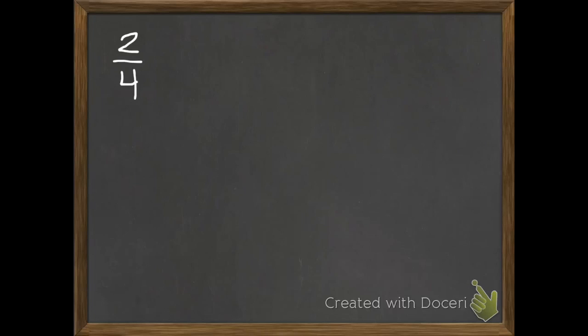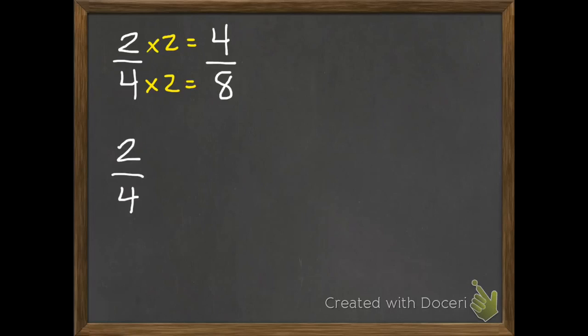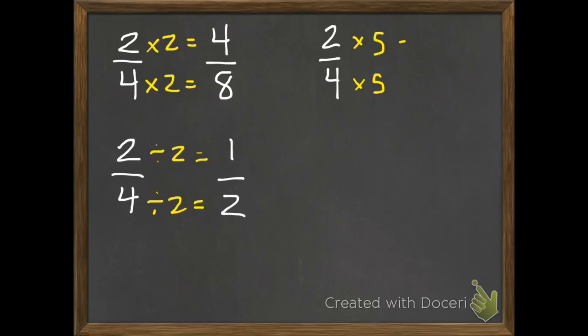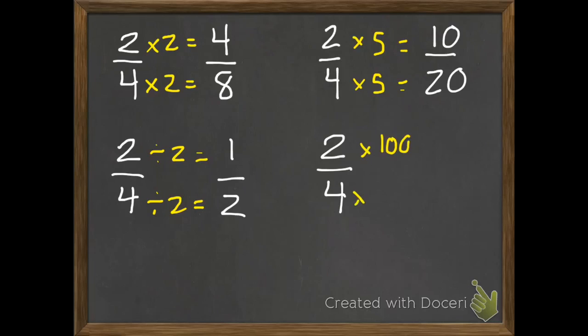You could find thousands and thousands of these. So with 2/4, we could multiply it by 2 and get 4/8. We could take 2/4, and we could divide it by 2 and get 1/2. We could take 2/4, multiply it by 5 and get 10/20. Or we could even take 2/4 and multiply it by 100 and get 200/400. We could find thousands and thousands of these. But today we want to find the simplest form.